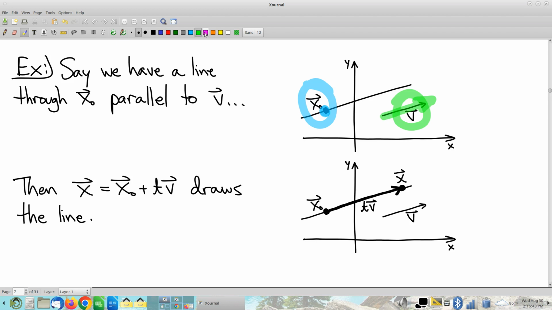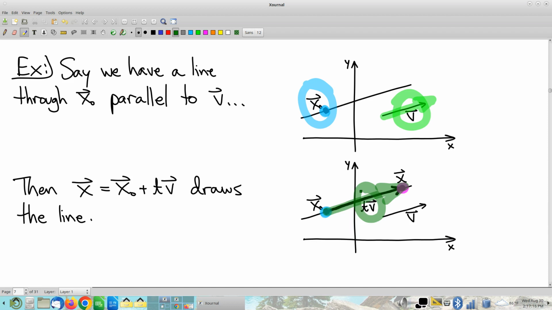Now, how would we parametrize? Well, notice that any point on the line is a sum of simpler things. In particular, x naught, which we already have, and that's really simple. And then some other vector parallel to the line, which means that it has to be a multiple of the given vector parallel to the line. So some scalar multiple of v.